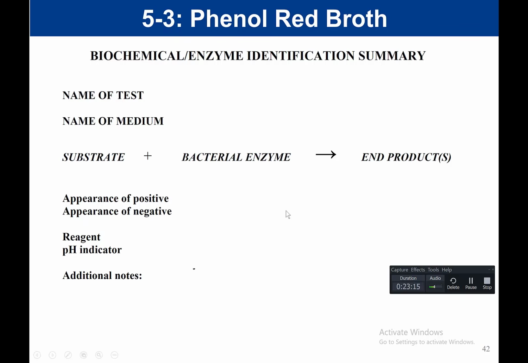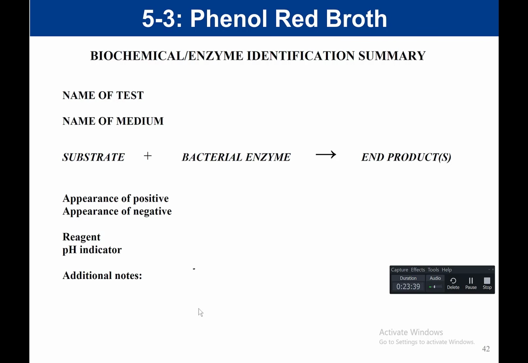What does a positive look like and why? What does a negative look like and why? Is there a reagent in that experiment? Is there a pH indicator in that experiment? And if so, what is it and what does it detect? And then additional notes. This would be where you would put other things that were talked about in the slides.